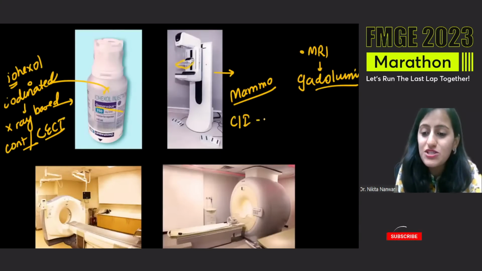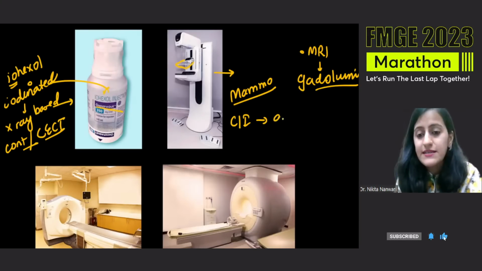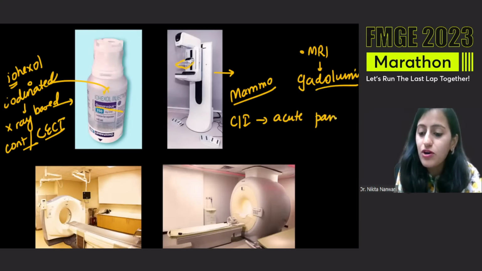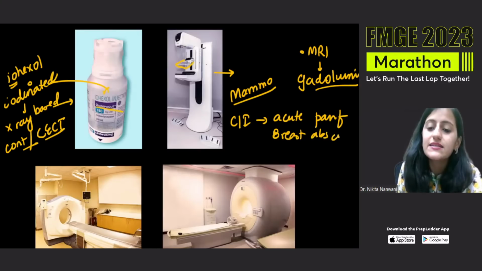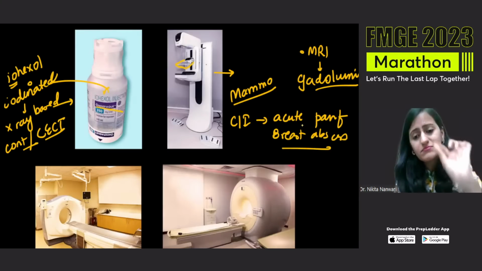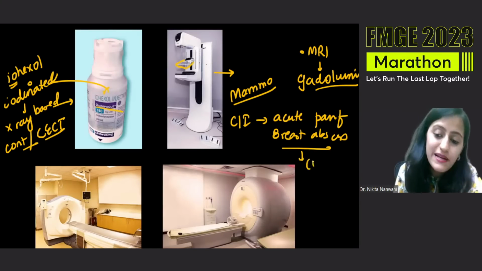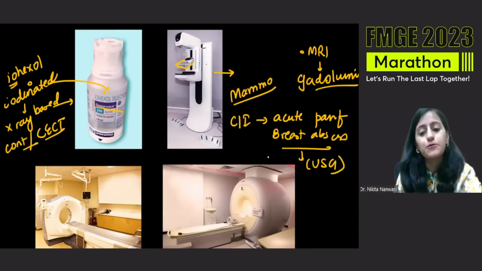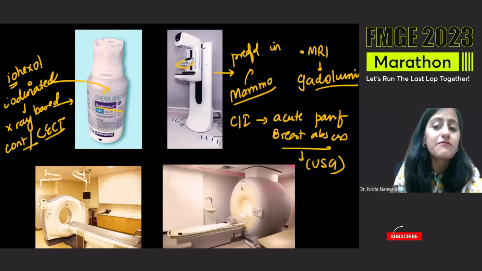So in which conditions is it contraindicated? Where we cannot compress the breast. So any acute painful condition like breast abscess, it is not done. Mastitis, it is not done. What is the investigation of choice for breast abscess? It is ultrasound. Do we prefer mammography in a young female or an elderly female?